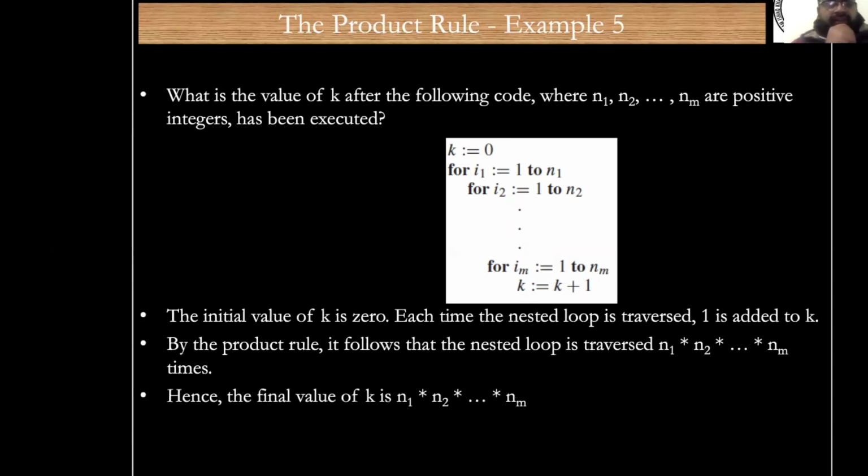So the initial value of k is 0. Each time the nested loop is traversed, 1 is added to k. By the product rule, it follows that the nested loop is traversed n1 times n2 times up till nm times. Hence, the final value of k is n1 times n2 times up till nm. Remember this, we can determine this product rule because of the nestedness of the problem.